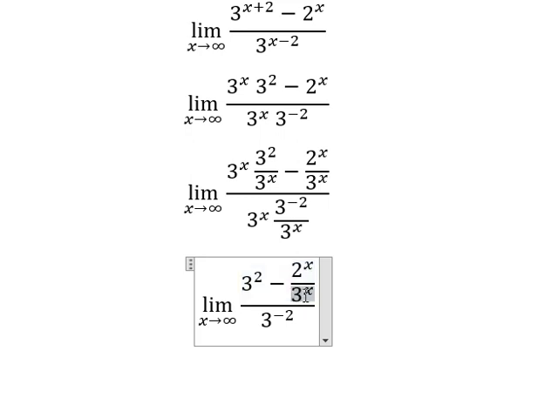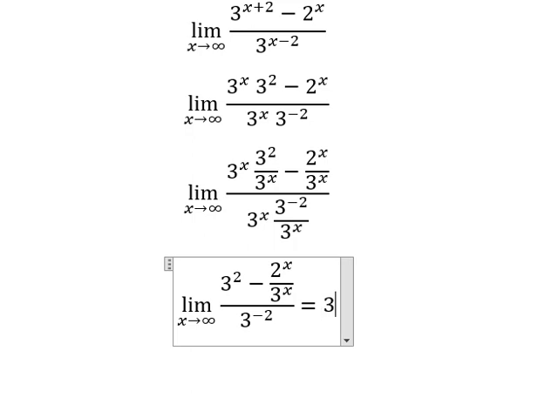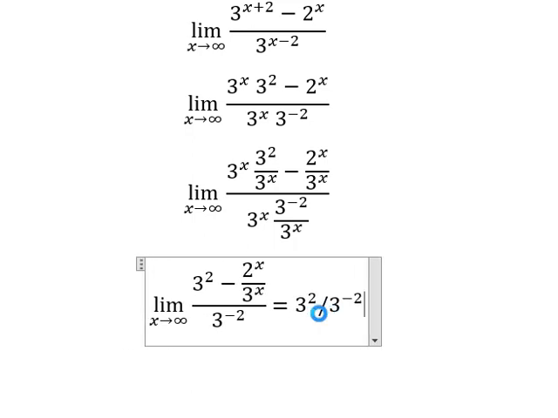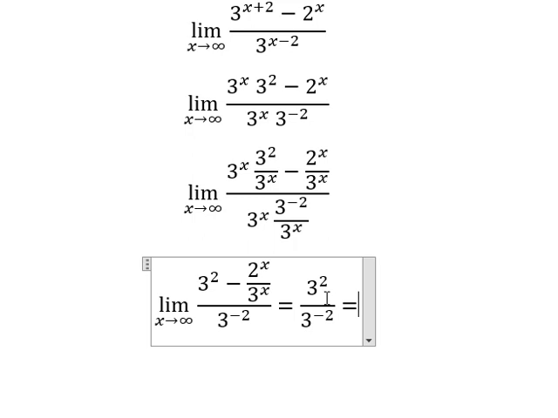Because number 3 is bigger than number 2, as x approaches positive infinity, this one you got number 0. And now we have like this. So we calculate this one and we have 81.